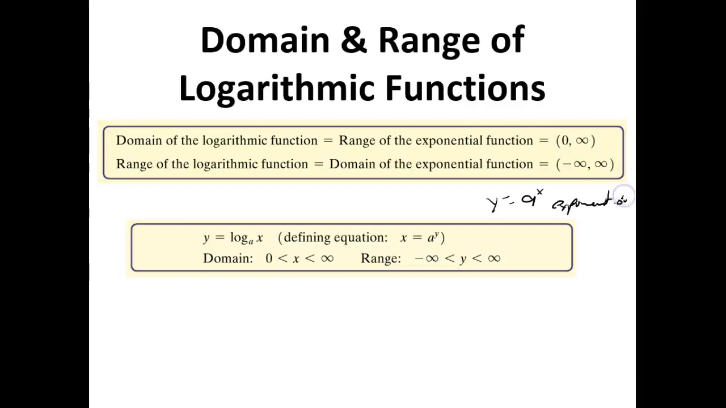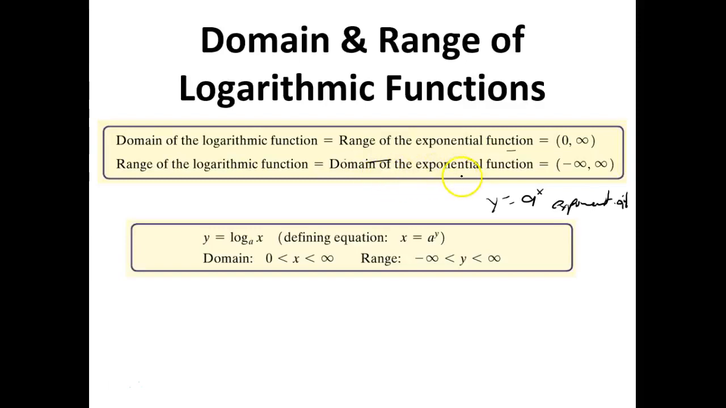So on the exponential function, we had a domain, negative infinity to positive infinity. Well, the inverse takes the range, which was 0 to infinity, and it moves it back to the domain. So what happens with inverses, the domain and the range switch.